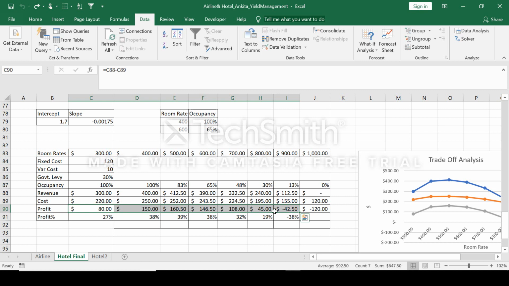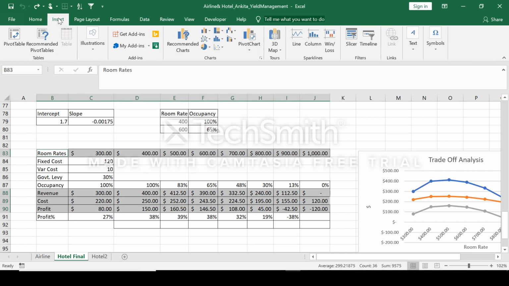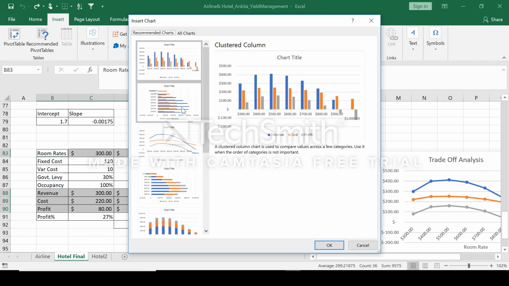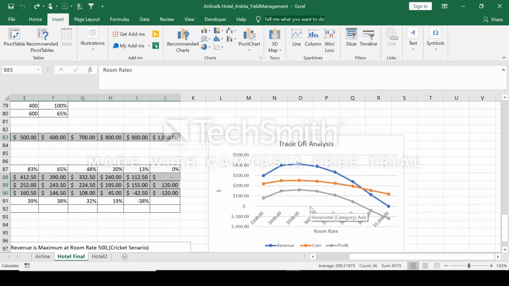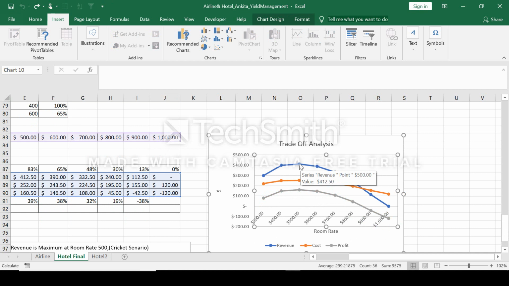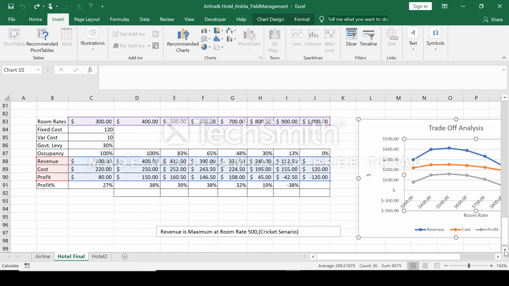So we need to find the point where we get the maximum revenue, and therefore we select these three data points, and we go to Insert, then Recommended Charts, and we select this particular chart type, and we get this chart. And what we can see is that for the room rate of $500, we get the maximum revenue of $400, and this is how we get the maximum yield at the room rate of $500 for the scenario of peak season, that is the cricket season.